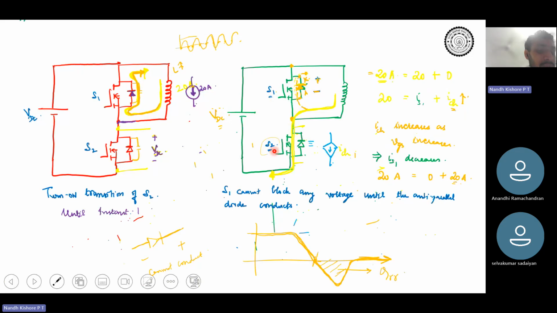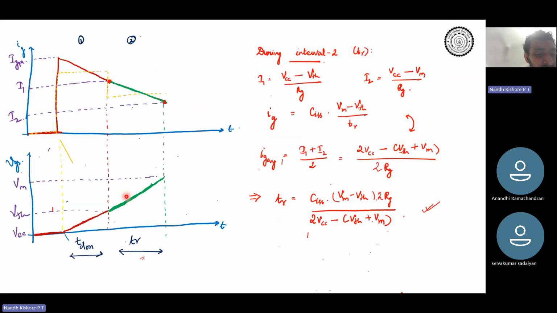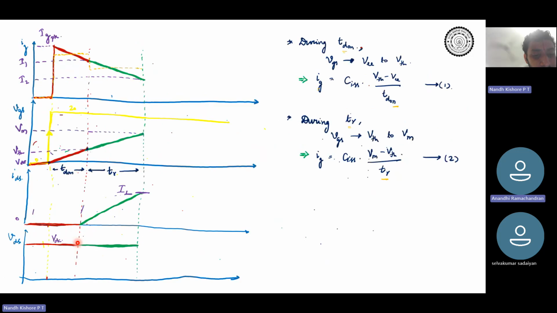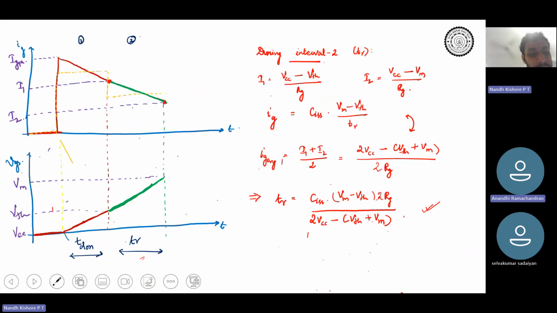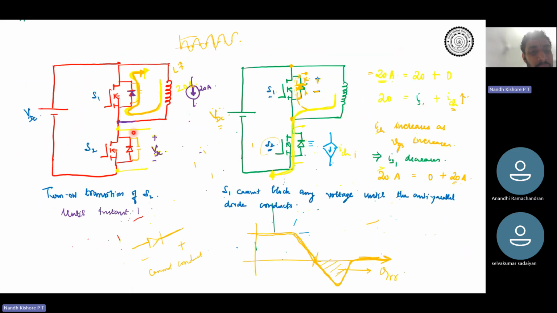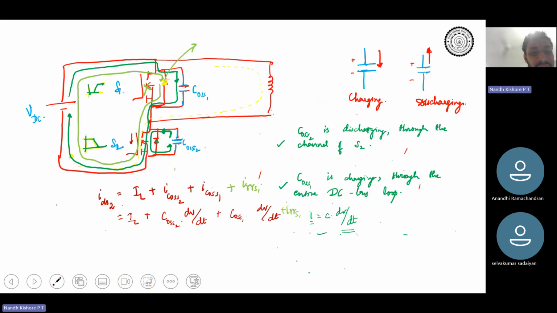One more thing: the device was in saturation region till now, right? Because the voltage was very high, the device was in saturation region till this point. Then slowly the voltage starts to change. If the voltage starts to change, basically it is the capacitance, right? We said that there is the output capacitance COSS. What is COSS? COSS is basically CGD plus CDS, or CDS in parallel with CGD.